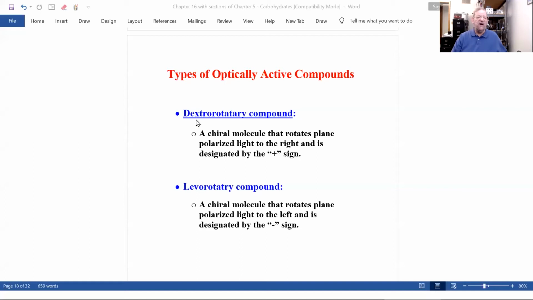And when it rotates to the right, it's called a dextrorotatory compound. Dextro, I believe, comes from Latin for right, and you use a plus sign to designate that. When it rotates it to the left, it's levo or levorotatory. I'm not a Latin scholar, I'm a chemist. And you use a minus sign to show that.